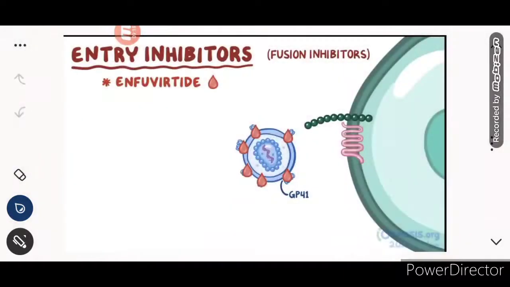Okay, so now the first class is the entry inhibitors. They are also known as the fusion inhibitors. So what is this? The first example of the entry inhibitors is enfuvirtide. So enfuvirtide, what is that? That is what the red drop represented, and what it does is it combines with the viral receptors.